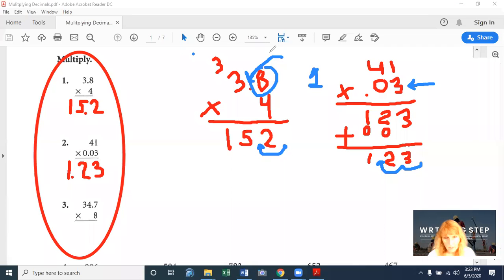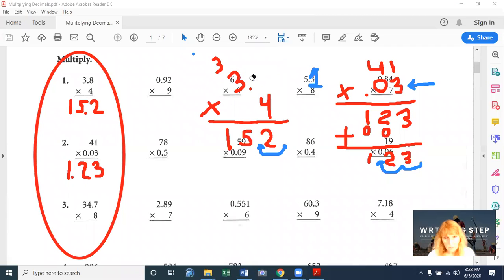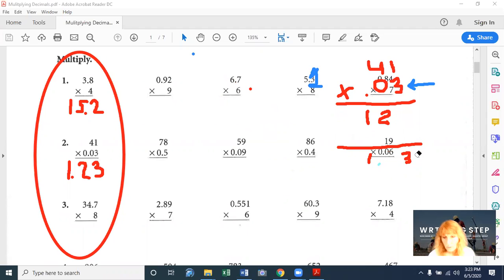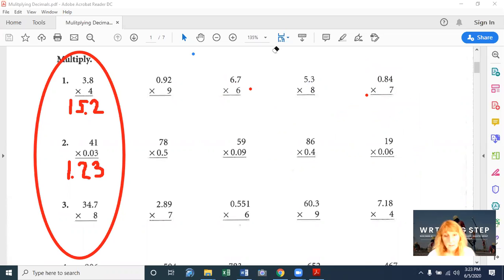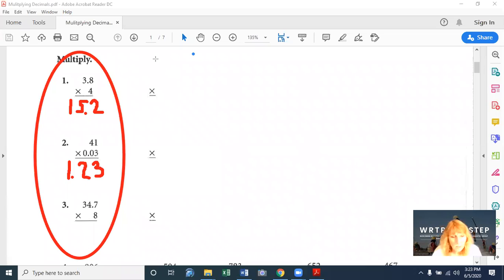Let's see, I might end up erasing all my white stuff when I do this. I did, so we'll put it back. Let's just erase all this, and we'll put a little white screen again for writing. Okay, we have 34.7 times 8.